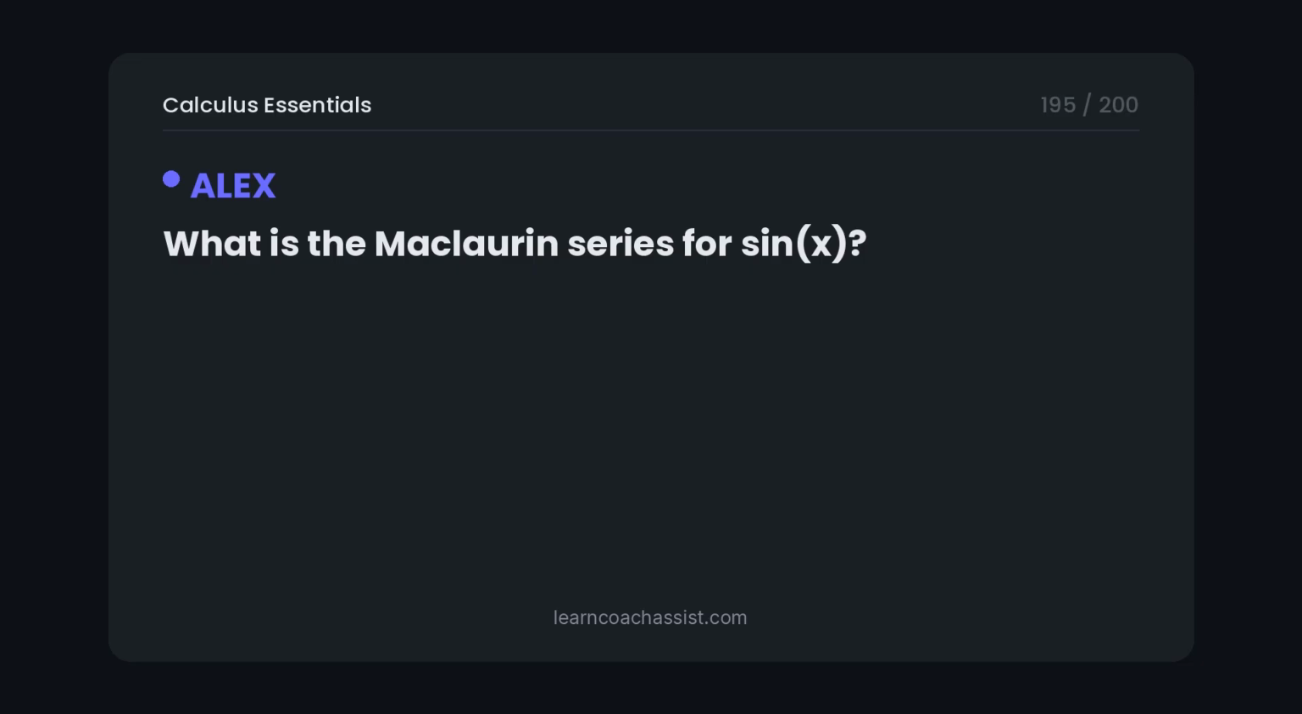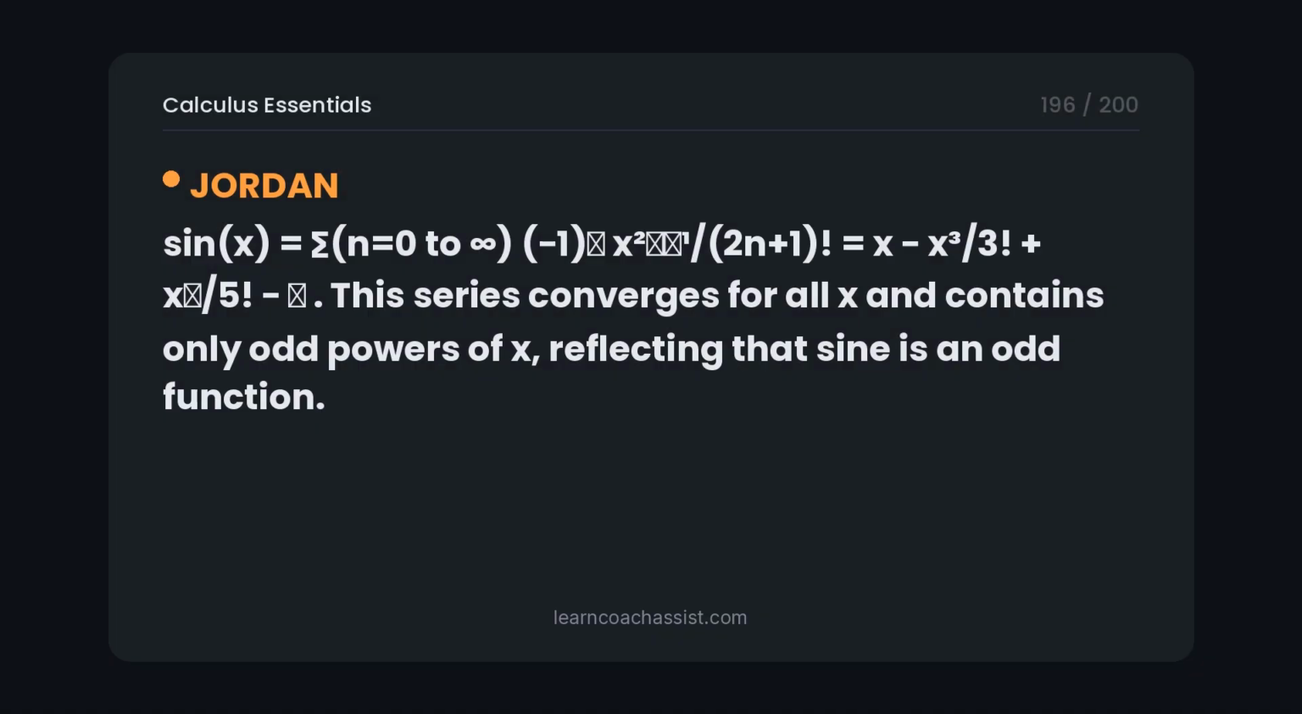What is the Maclaurin series for sin x? Sin x equals sigma n equals 0 to infinity of (-1) to the n times x to the (2n+1) over (2n+1) factorial, which equals x minus x cubed over 3 factorial plus x to the fifth over 5 factorial minus and so on. This series converges for all x and contains only odd powers of x, reflecting that sine is an odd function.